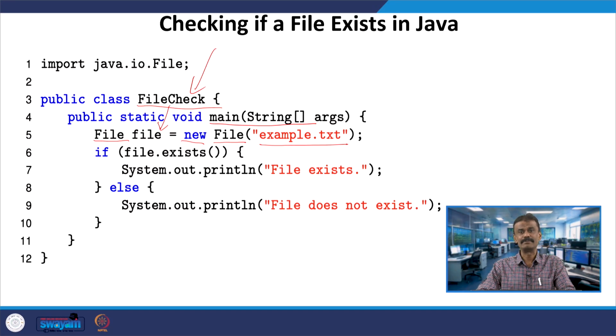Let us assume the same thing we will do, right. Assume that example.txt exists, right. So, let us assume in that directory example.txt is available. If it is available, file exists will be printed, right, in line number 7.